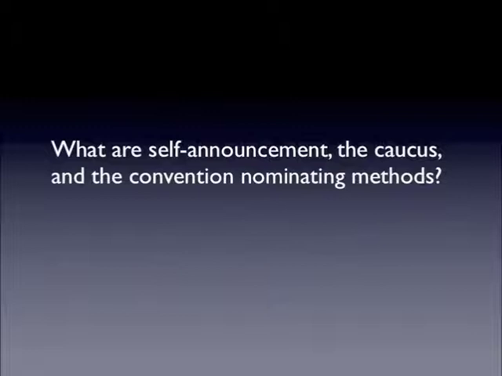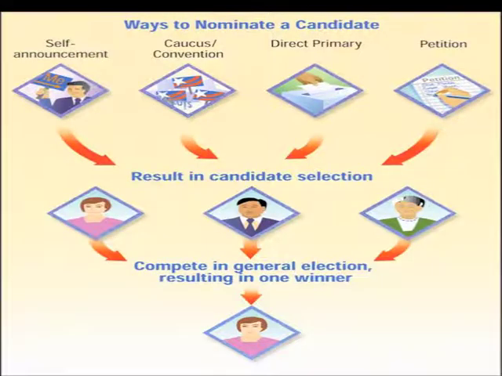What are the self-announcement, the caucus, and the convention nominating methods? Self-announcement is when a person who wants to run for office announces their candidacy. Whenever a write-in candidate appears on the ballot, the self-announcement process has been used. The caucus was originally a private meeting of local bigwigs, which fell out of favor in the 1820s.